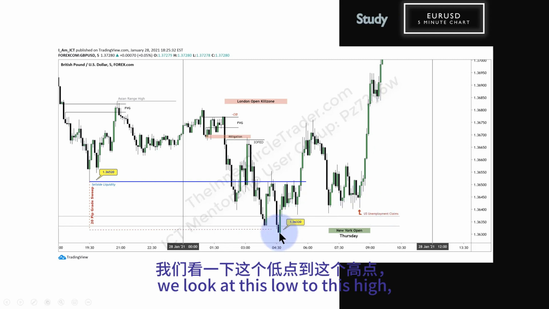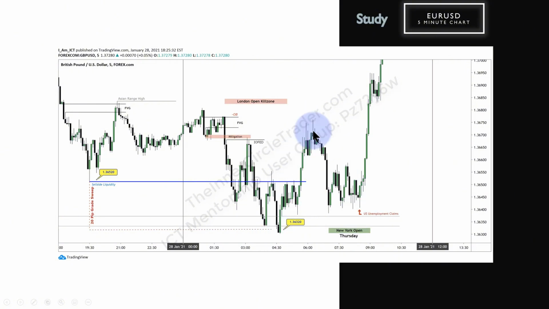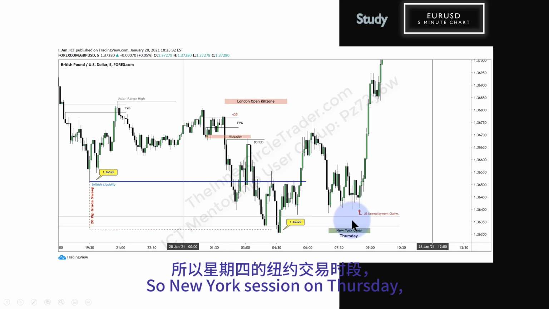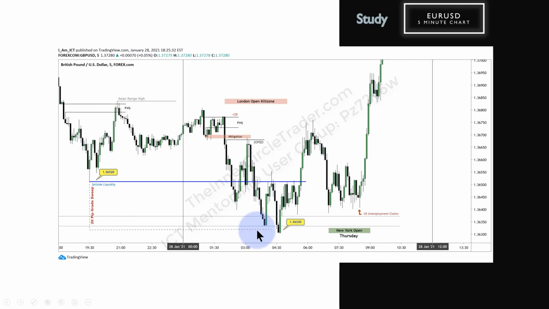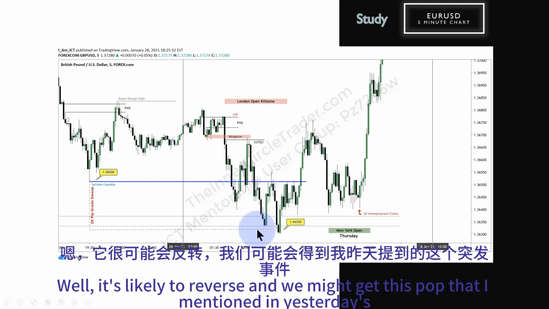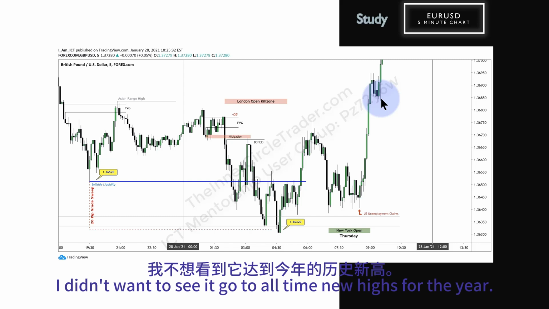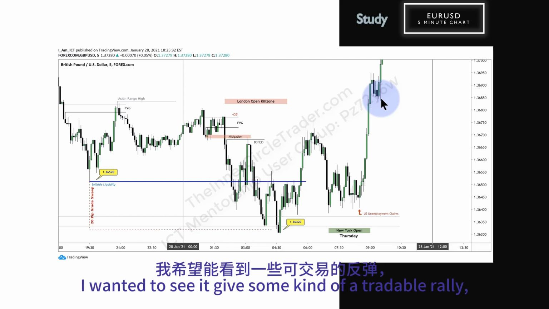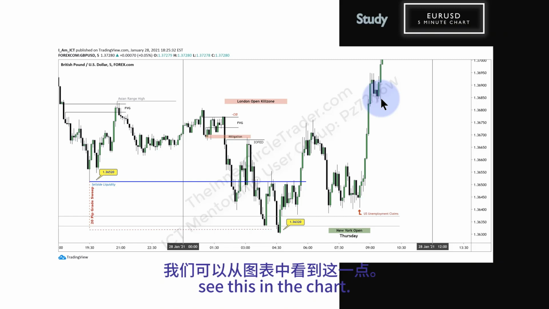If we look at this low to this high, isn't this an optimal trade entry? See that? So New York session on Thursday, when we have been bearish and we hit an objective down here, what's it likely to do? Well, it's likely to reverse, and we might get this pop that I mentioned in yesterday's video. Now, where could it go to? I didn't want to see it go to all-time new highs for the year. Okay, I wanted to see it give some kind of a tradable rally, but the breaker has been used, and we'll see this in the chart.